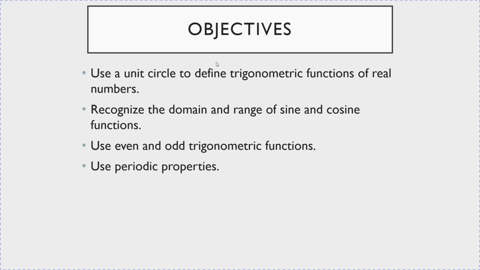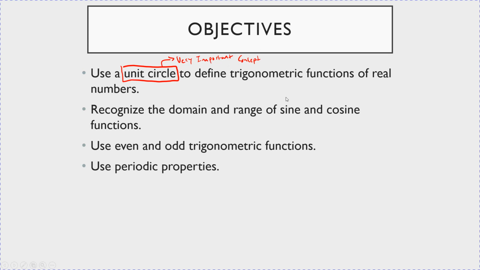The first is we're going to use a unit circle to define trigonometric functions of real numbers. Again, here's this unit circle, and it's a very important concept for trig going forward. We're going to spend a lot of time talking about the unit circle, reading a unit circle table. Then we're going to talk about the domain and range of the sine and cosine functions, and then we're going to use even and odd trigonometric functions. The last thing we'll talk about briefly is how you use periodic properties.